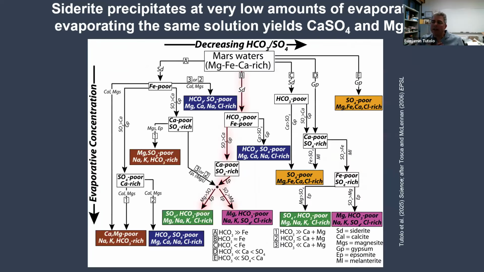So this is a concept known as chemical divides, originally pioneered by Hardie and Eugster in the 1970s, more recently picked up in the case of Mars by Tosca and McLennan in 2006, and then reproduced for our paper to try and explain this process that would have led to the precipitation of siderite. There's a lot going on here, and I'll just highlight a few important things so that we can all try and get on the same page.